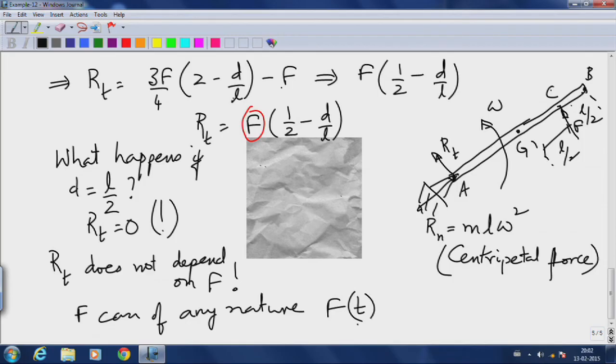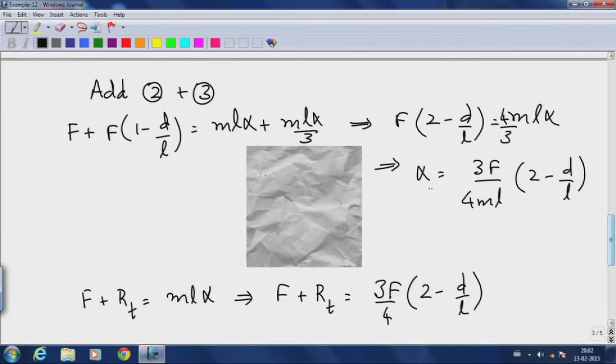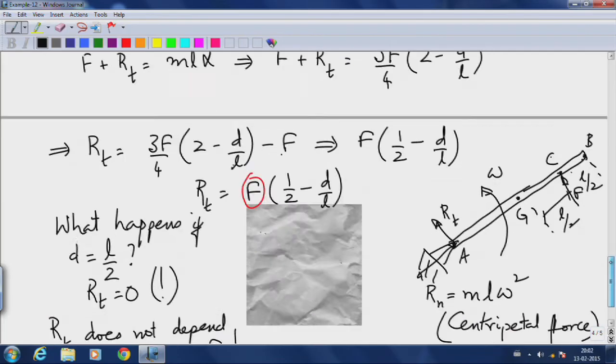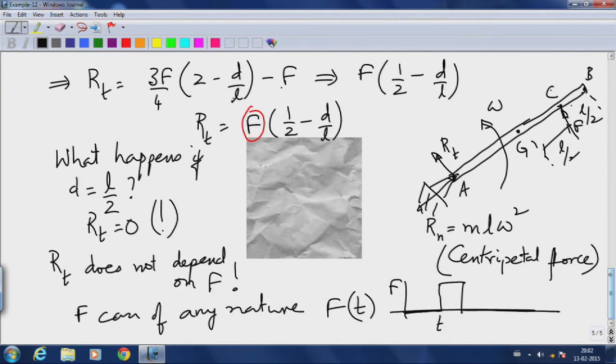Okay, so, now this F can be of any nature, meaning F can be a function of time. So, let us say F is 0 at a particular instant, there is a force F felt and it goes back to being 0, but this force is felt at this particular point C. Is the motion of the rod affected by the action of this force F? It is affected, since the acceleration depends on F, okay, even if d is L over 2. So, the angular acceleration depends on F, but not R t.